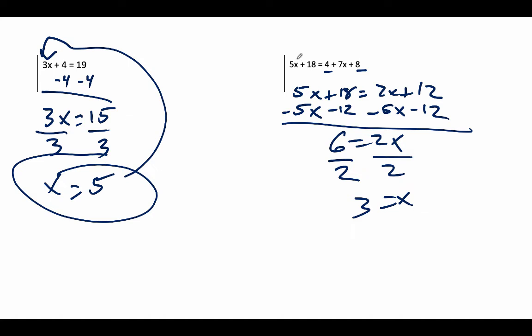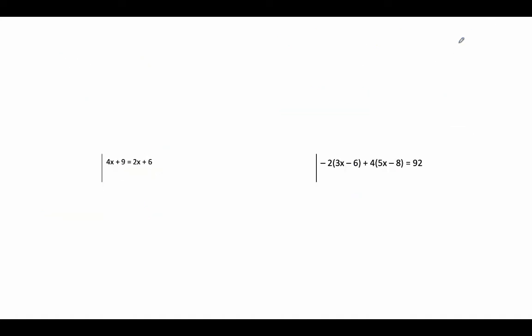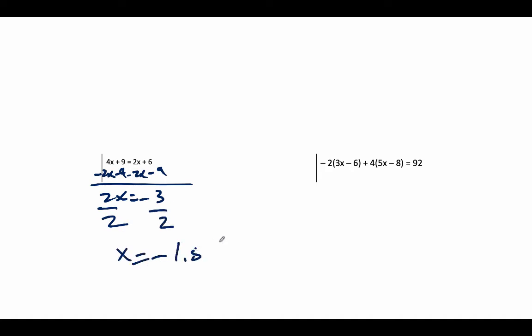Check your work, substitute back in. Is 15 plus 18 equal to 4 plus 21 plus 8? And I would get 33 there, and I'd get 25 and 8 is 33. It checks out. I'm okay. Next one, again, basic. I would bring the 2x this direction. I would bring the 9 this direction, and I'd get 2x, that's a 9, equals 6 minus 9 is negative 3. And then I would divide by 2, x is negative 1.5.